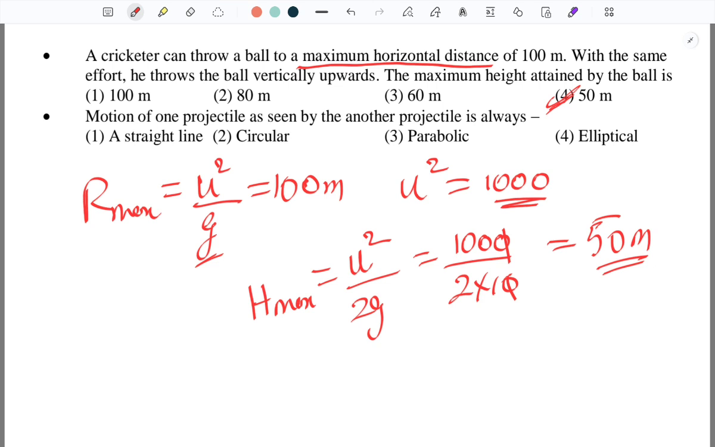So this question is simple. Motion of one projectile as seen by another projectile: one projectile is there, and the other projectile has to be observed from one projectile. Clear cut, both are moving in the path of a projectile, so the answer has to be a straight line, isn't it? It has to be a straight line because the frame of reference and the system which you are trying to study are both moving in projectile motion, so both of them feel that they are going along a straight line. I hope this is understood.